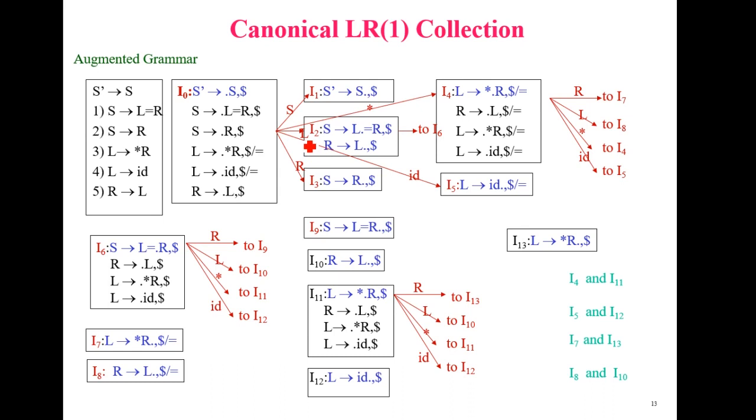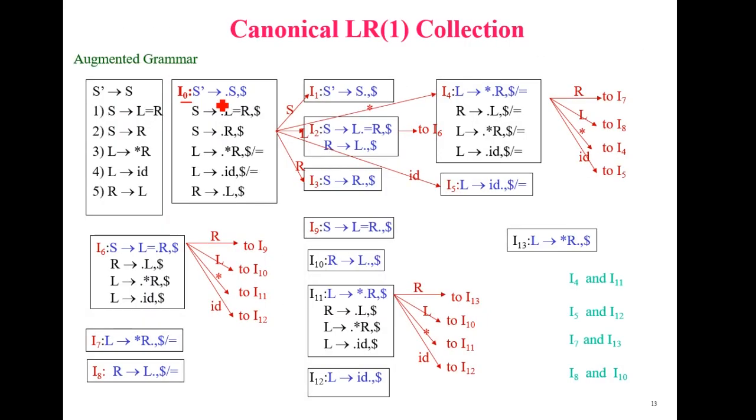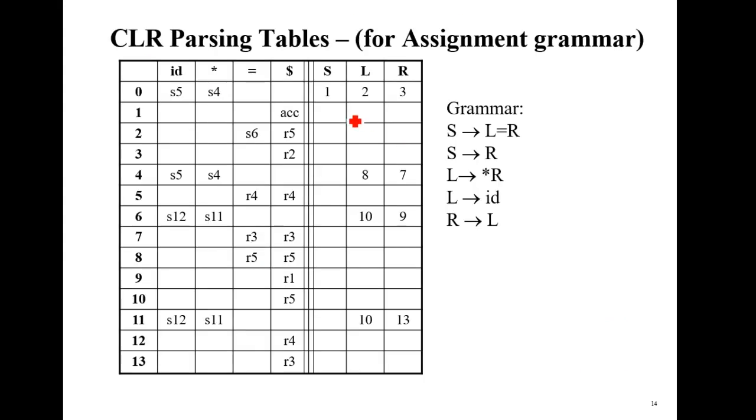Let me take one example. See here I0, let us take I0 star. So I0 is the input and I4 is the output. So we have to put in 0th row, star column, S4. Similarly, in 0th row, ID column, S5, because the output is I5. So 0th row, ID column, S5.